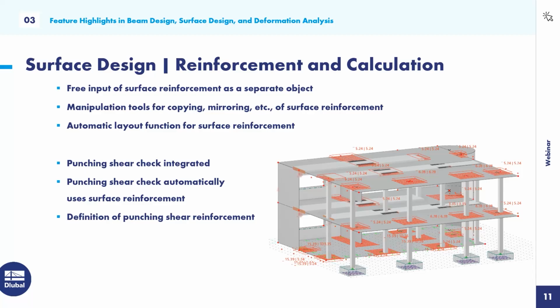The surface design now has the possibility to define the reinforcement in our main table in the main window, like it was also for members. And this reinforcement is an object. What does this mean? This means that I can use the manipulation tools, for example, to copy or make a mirror of the defined inputs of our surface reinforcement. And we also have an automatic layered function for the surface reinforcement, like I showed for our members.